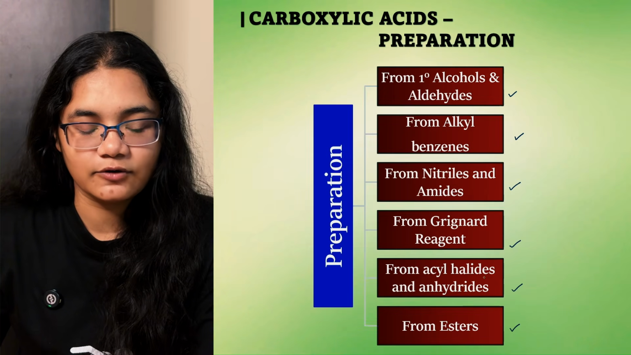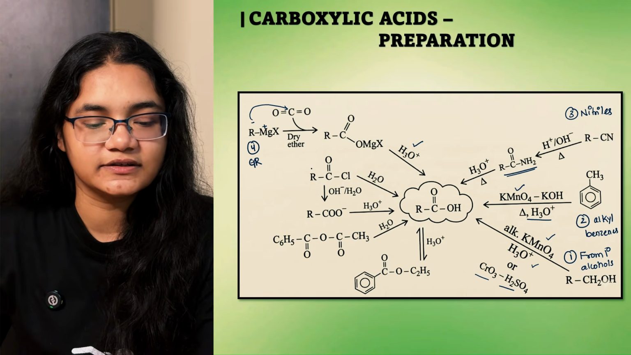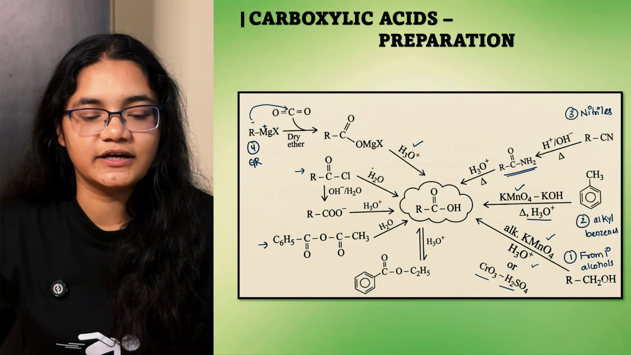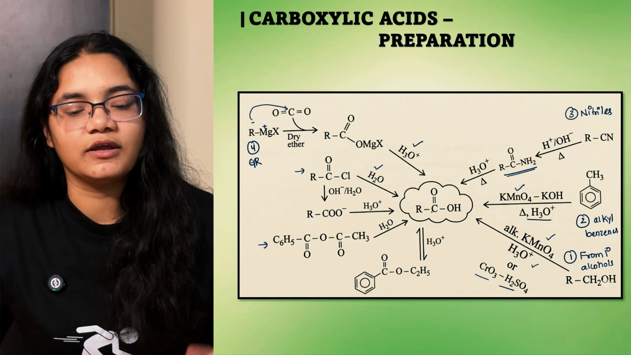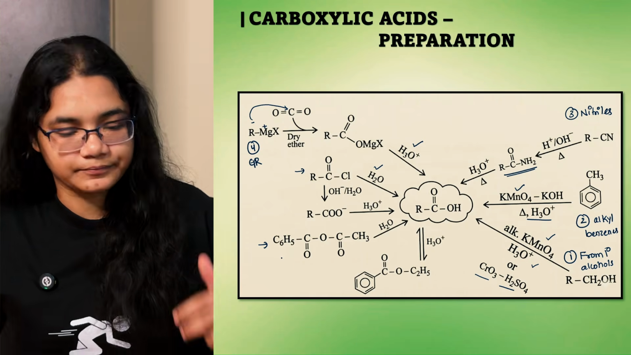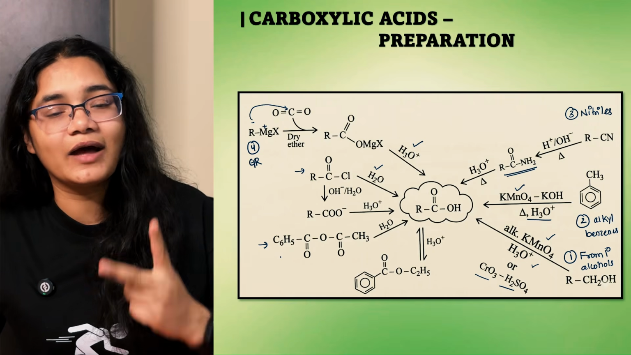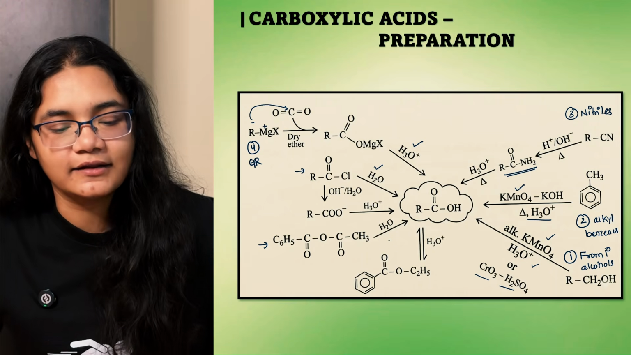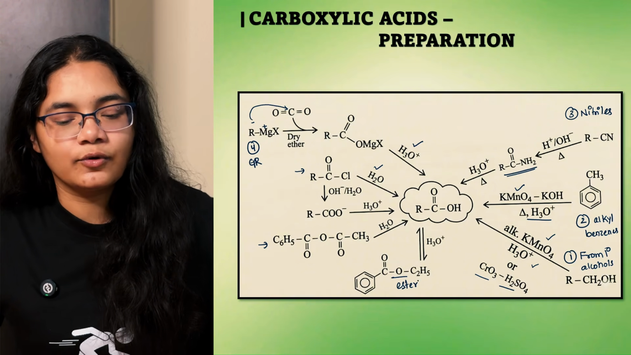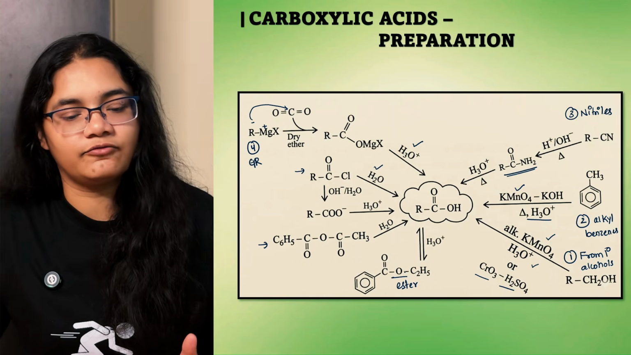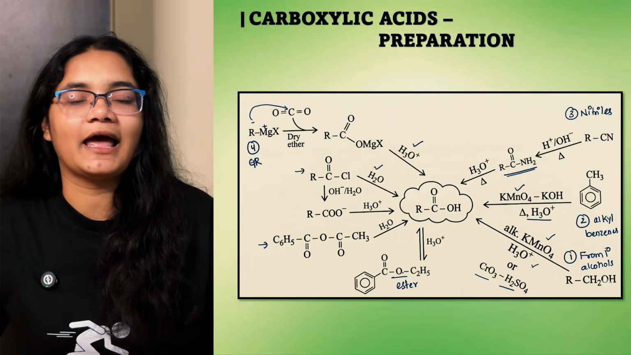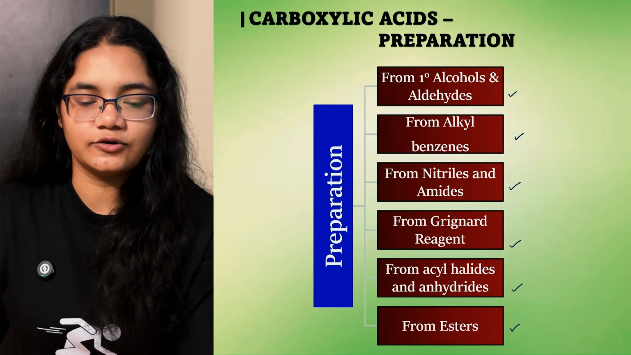Okay, next was from acyl chlorides and from anhydrides. So if you treat acyl chlorides with simple water, it will break to give you acids and the other group. Similarly, you know that anhydrides are made up of two acid groups, so if you hydrolyze them, that also will give you acids. Here I have ester. So acid chlorides, esters and anhydrides, if you hydrolyze them, then you will get the acids back. Okay, so let's see a quick revision.